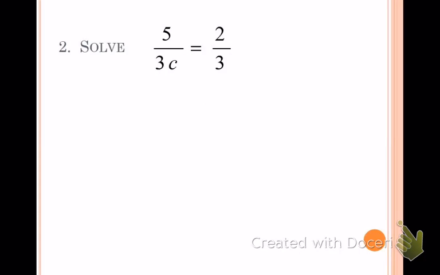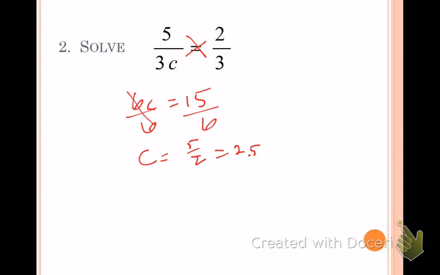All right. And the reason why we need the process is for something like this, where we can't necessarily think our way through for finding c. So what we do is we do our cross multiplying. 2 times 5c is 6c. 5 times 3 is 15. Then divide both sides by 6. And then we can reduce the 15 over 6 to 5 halves, which is going to be 2.5. Which for a proportion of 2.5 probably makes more sense. Okay?